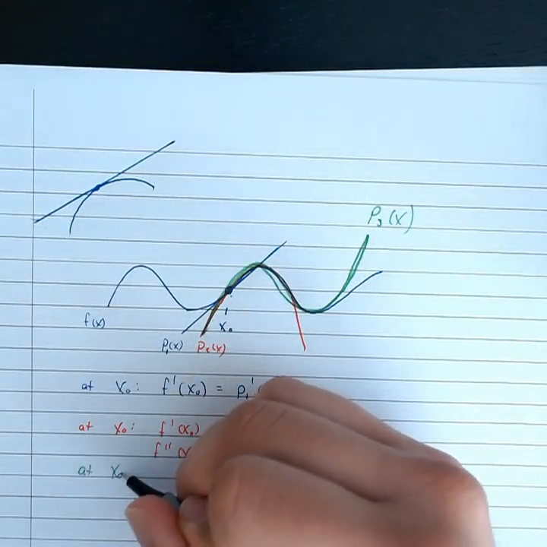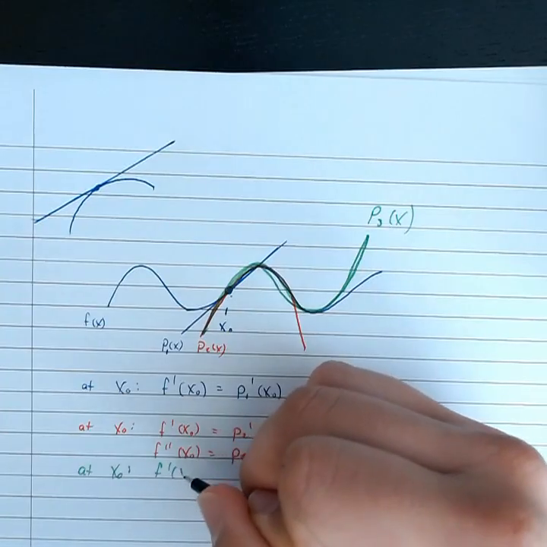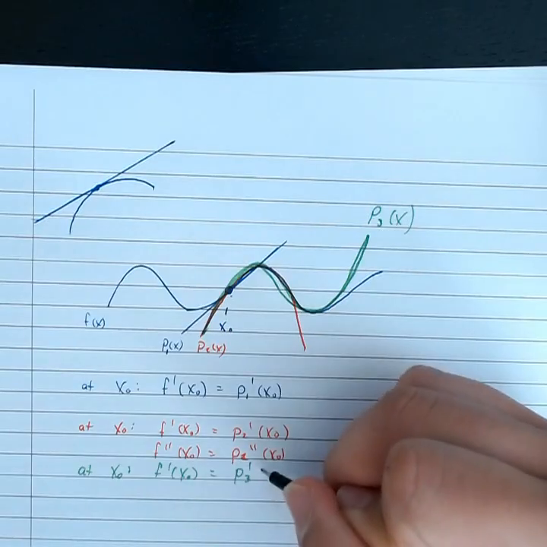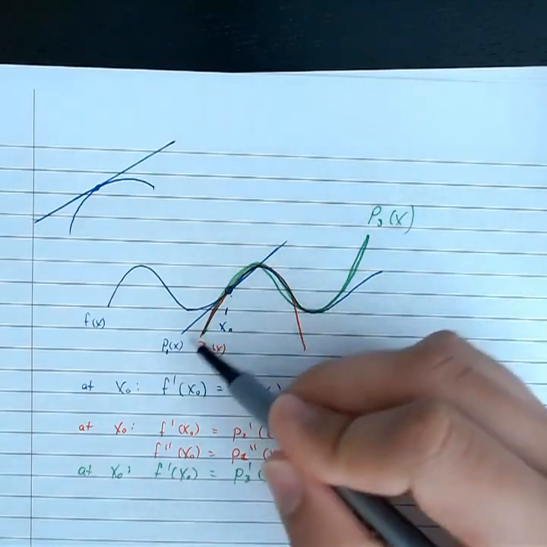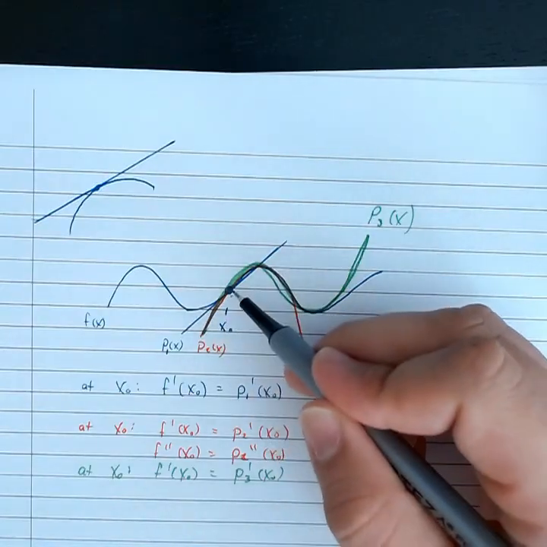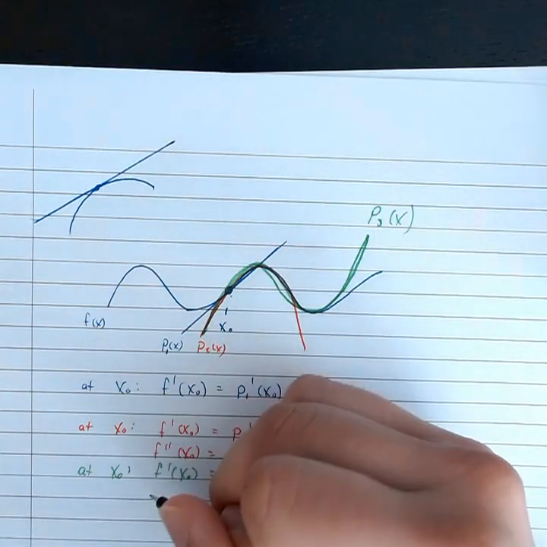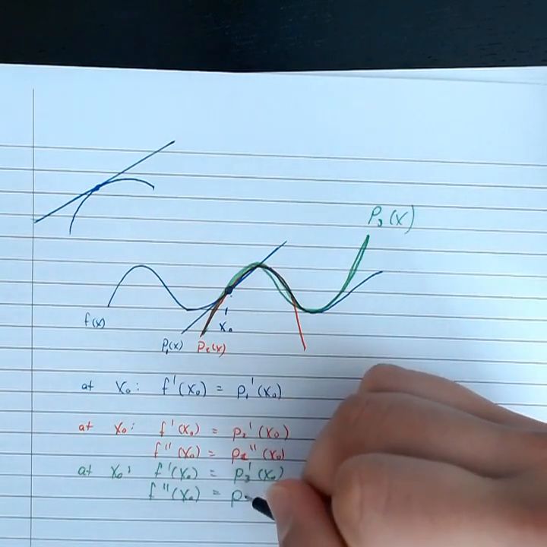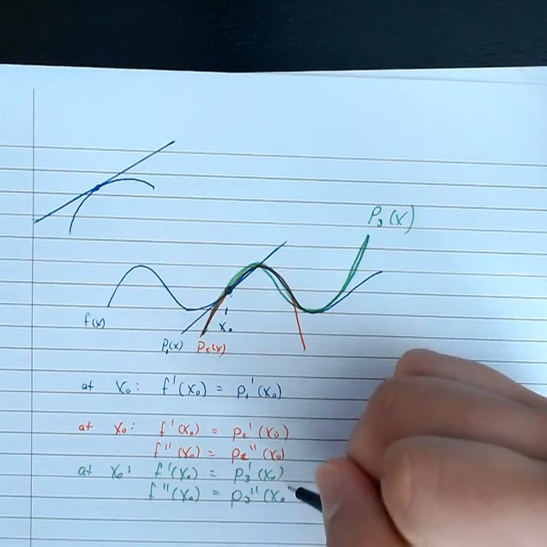So here at x naught, I get f prime of x naught is equal to P3 prime of x naught. They're both increasing. Their first derivative behaves the same way. They're both concave down at that point, so their second derivative behaves the same way. F double prime of x naught is equal to P3 double prime of x naught.